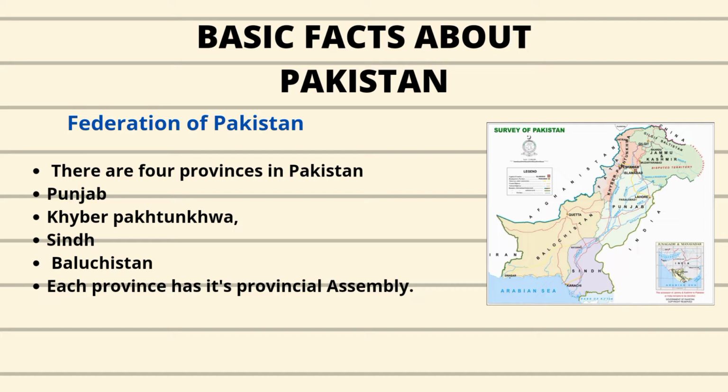Each province has its own provincial assembly, just like the National Assembly. There is a provincial assembly of each province, and likewise there is a chief minister nominated through it. The members are called MPAs, members of provincial assemblies.